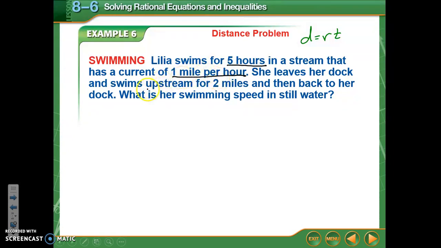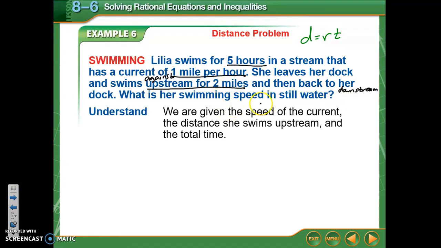She swims upstream for 2 miles and then back to the dock. So she has to go 2 miles back to the dock, but when she goes back, she'll be going downstream, which means she'll be swimming with the current. Upstream is against the current, so she's fighting the river. And downstream, when she comes back, she's going with the current, so she'll go faster. So we want to find her speed in still water without the current.